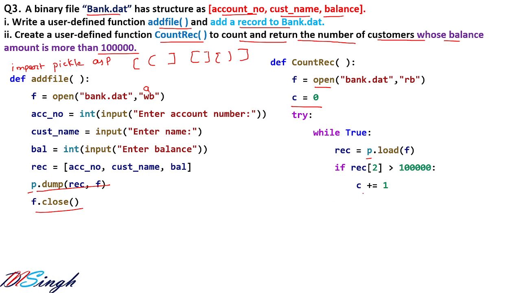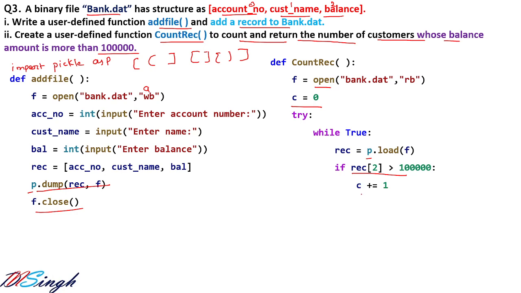We have incremented our counter, and this will read all the records and check the condition of whether the amount is greater than 1 lakh. So what is record of 2? The record has account number, customer name and balance, so indexes 0, 1 and 2. At the second index they have the balance.